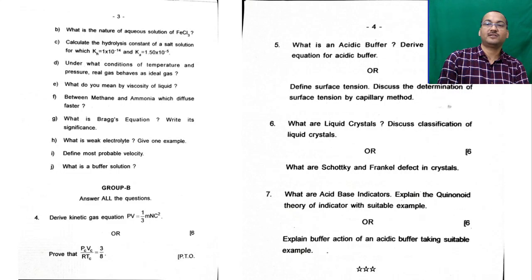Define surface tension. Discuss determination of surface tension by capillary method. What are liquid crystals? Discuss classification of liquid crystals. Next question, what are Schottky and Frenkel defects in crystals? What are acid-base indicators? Explain the quinoid theory of indicator with suitable example. Explain buffer action of an acidic buffer taking suitable example.